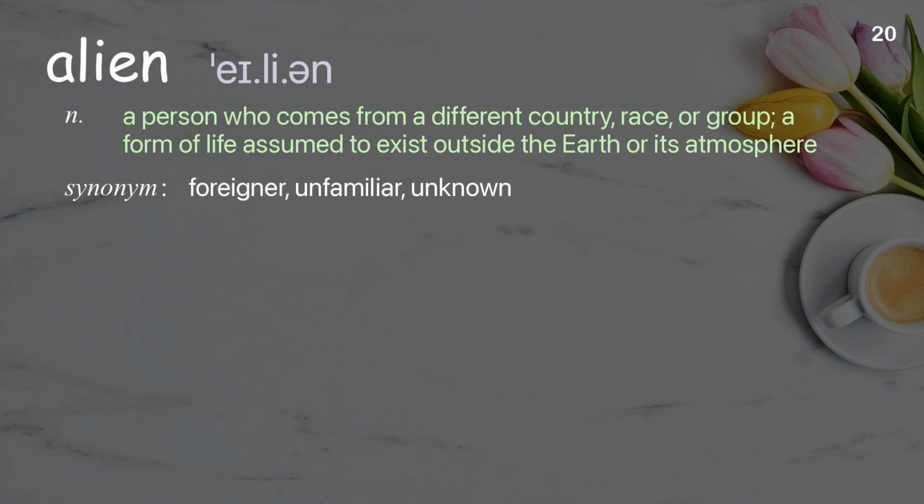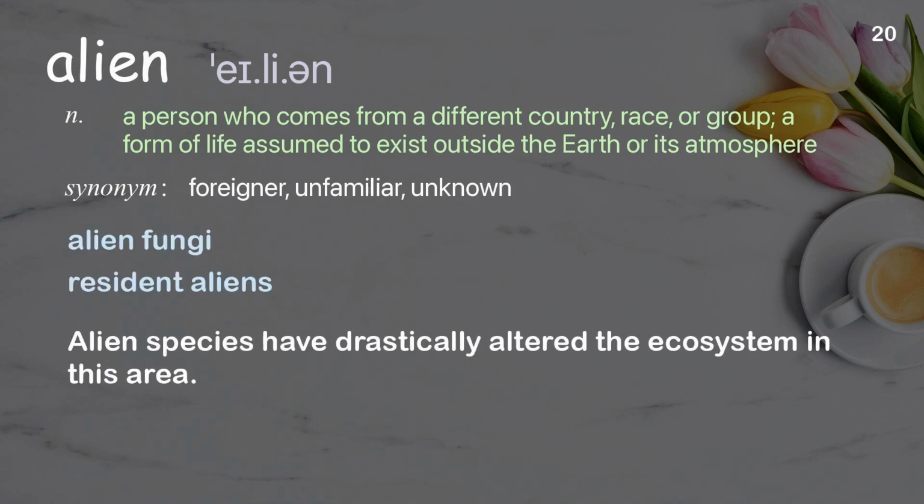Alien. A person who comes from a different country, race, or group; a form of life assumed to exist outside the Earth or its atmosphere. Examples: Alien fungi. Resident aliens. Alien species have drastically altered the ecosystem in this area.